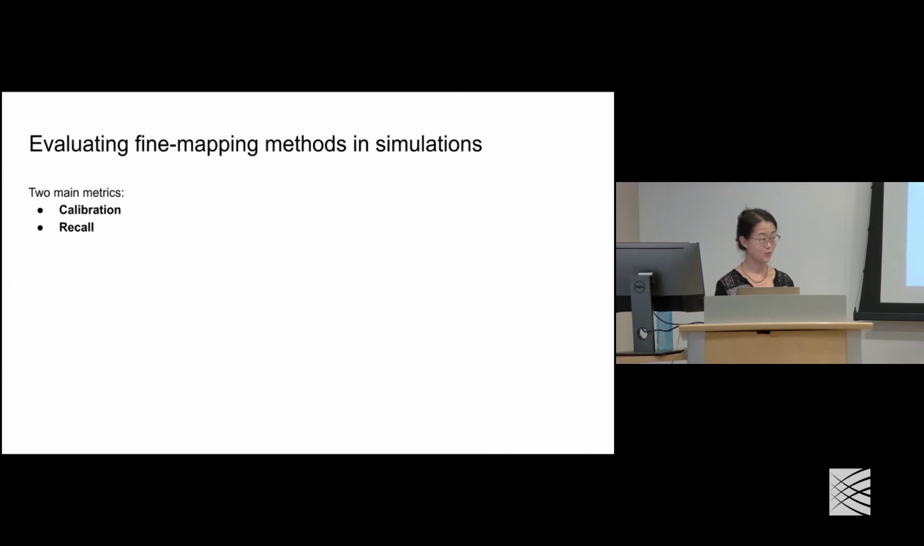Okay, so now I want to take some time to talk about evaluating fine-mapping methods, first in simulations. So how do you know if your fine-mapping methods are good? Basically, there are two metrics that you can look at in simulations where you know the ground truth. One is calibration, the other is recall. One measures accuracy, the other measures power. Calibration is basically answering this question: of variants with PIP X%, are X% truly causal?